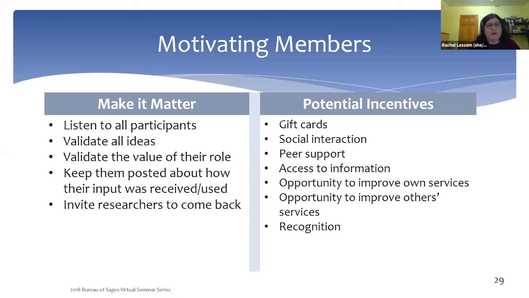So what motivates members to be part of the research advisory board? You have to make it matter. Listen to all the participants, validate their ideas and the value of their role on the board. And then, as Katie mentioned, close the loop. Keep them posted about how their input was received and used.